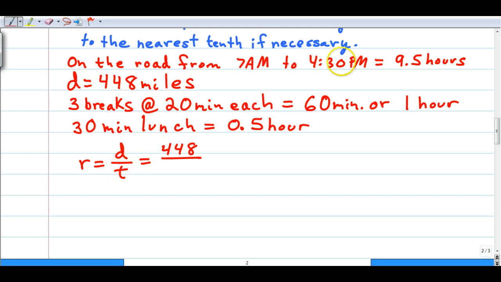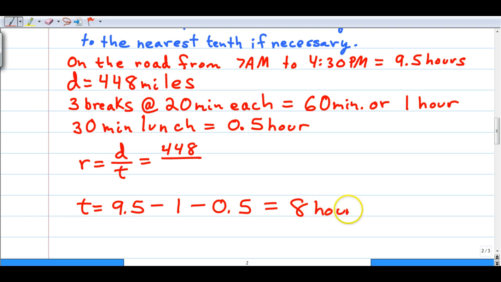Well, their time driving is going to be that 9.5 hours minus the time that they were stopped, which means the breaks and the lunch hour. So to get the time, we need to take that 9.5 hours and subtract from it their breaks, which equaled 1 hour, and their lunch, which equaled a half an hour. So their total time on the road driving was 8 hours. So now we can take this time and plug it into the formula, 8.